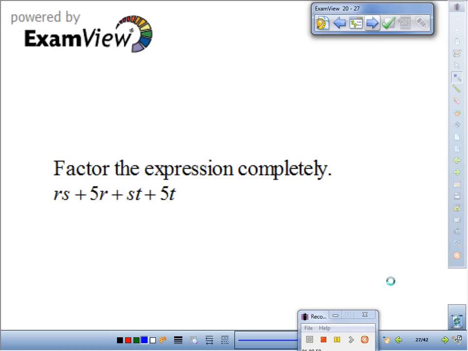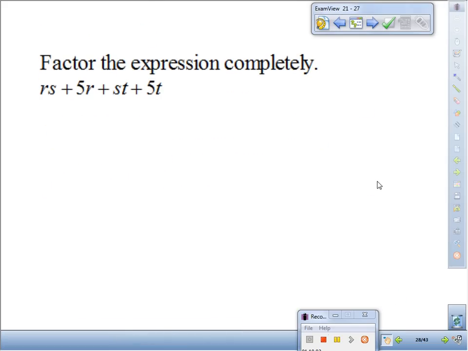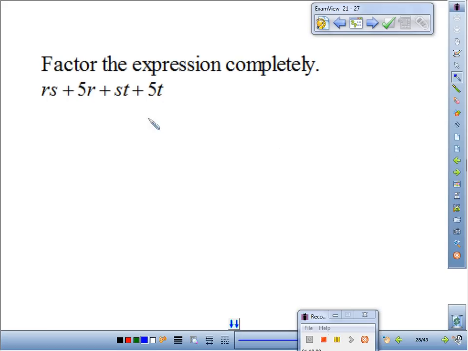Number 21 says, factor completely again. Here it goes. So, first of all, do we have GCF? Let's see, nope. However, this one has how many terms? Four. So for this one, I remember that we factored by grouping. So I'm going to group the first two terms and the last two terms. I'm going to focus on these first two terms. Is there a GCF for these two terms? Yes, R. And we're left with S plus 5.